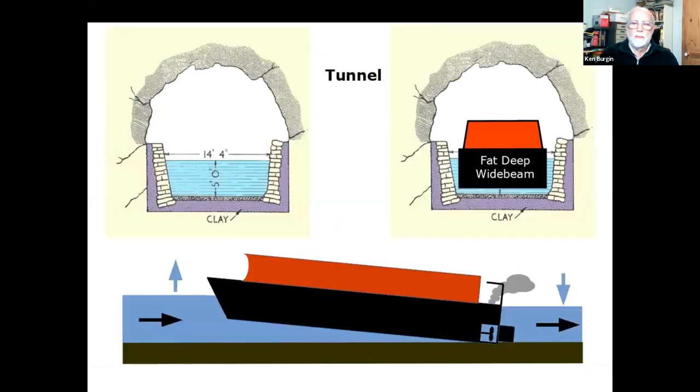Now, there is a problem, though. A bridge hole is one thing because it's very short, but the tunnel is a different matter completely. And this shows what would happen if you had a fat, deep, wide-beam boat going into Sapperton Tunnel. On the left at the top, you can see the tunnel cross-section. On the right, you can see what it looks like when you put in a fat, deep, wide beam. And as you can see, the amount of volume or space around the boat is pretty limited.